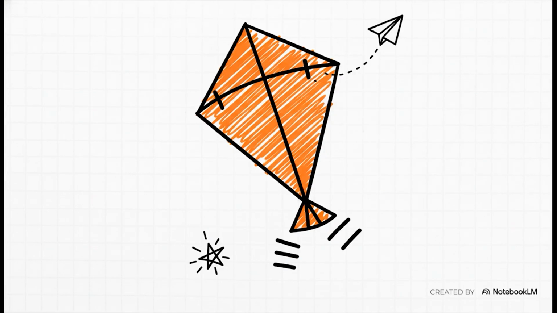And last but not the least, we have the kite. This one has a really unique property. It has two pairs of equal length sides that are adjacent, which just means they are next to each other. So the two top sides are equal and the two bottom sides are equal. And this exact design is what helps a real kite catch the wind and fly so well.